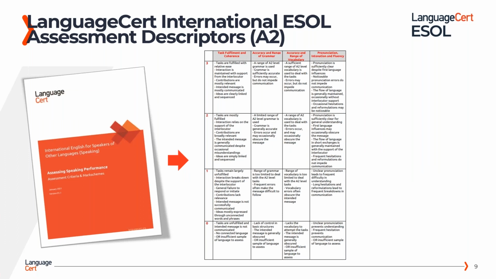Here you can see where to find the A2 level assessment mark scheme that the assessor will use to evaluate the candidate's oral performance. You will find it in the Assessing Speaking Performance Handbook, which is on our website. In this handbook, you will find not only the mark scheme used by the assessor for all levels, but also clarifications about the spoken exam, such as about the exam structure and format, the skills assessed, and more.